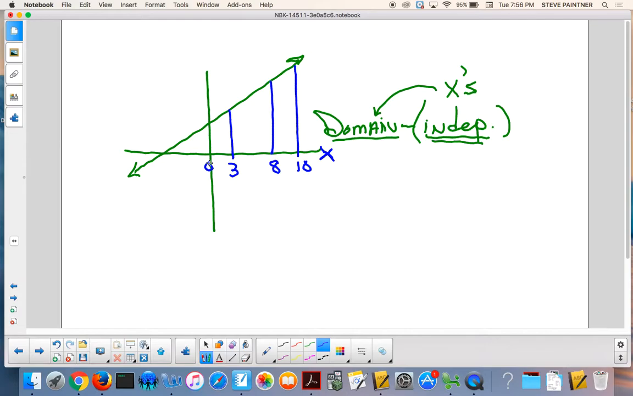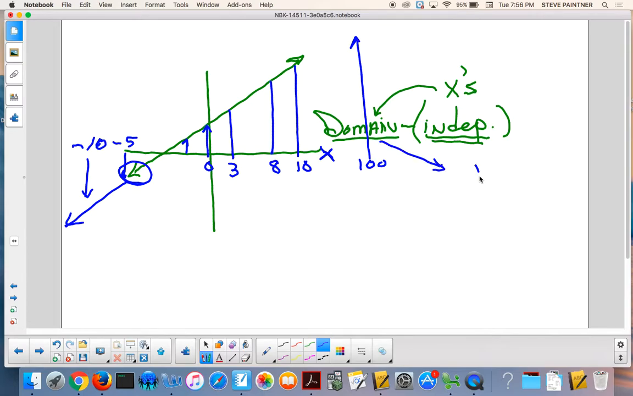So all these numbers are getting answers. Even the negatives get answers. -5 gets an answer. -10 gets an answer. Because of the arrow here, it keeps going. So yes, -10 gets an answer, and so does 100. 100 eventually gets an answer. So in this case, we say the domain is all real numbers.